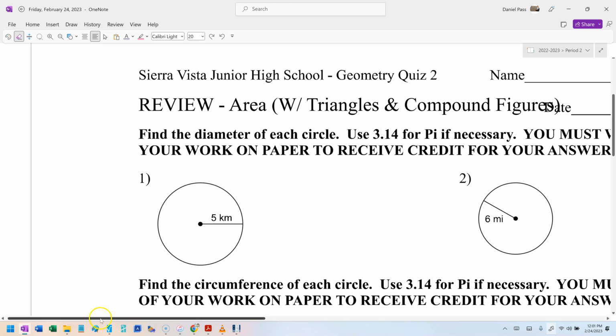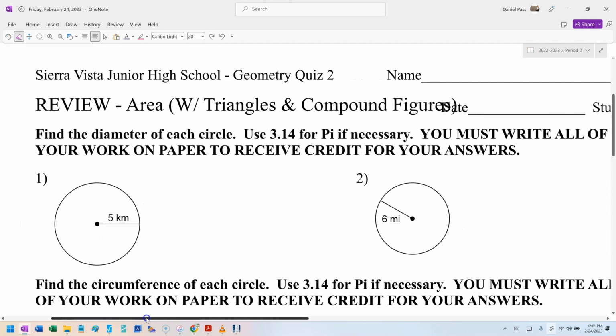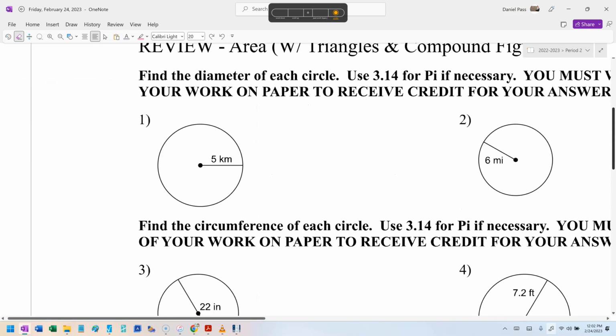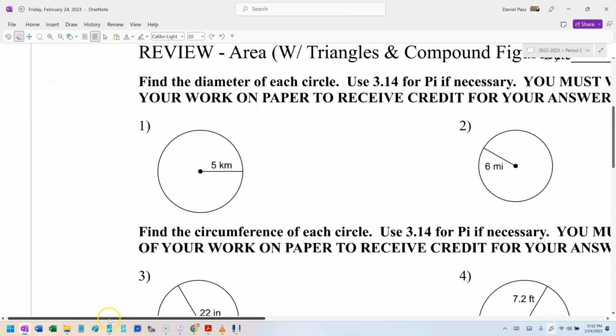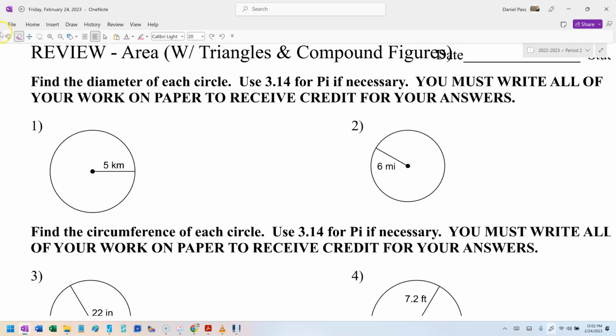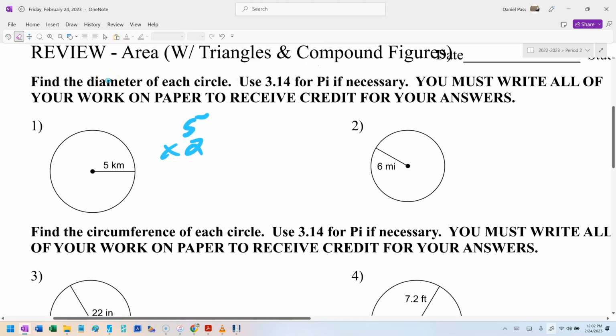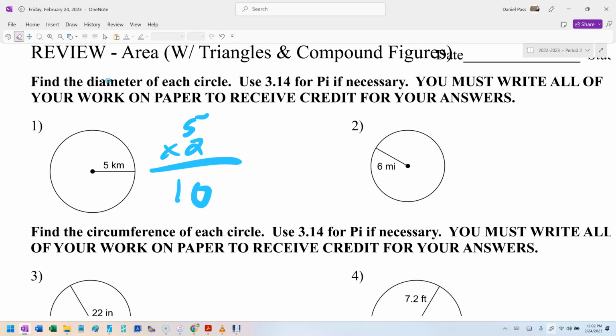All right. So French fry, how do we do number 1? Don't you multiply it by 2? We multiply it by 2. Do we all agree? Yeah, that's correct. Why? Because we're going from radius to diameter. Pick a color. Blue. All right, so 5 times 2, what's the answer? 10. Show your work. Good. Okay, what about this one? 6 times 2 is? 12. Okay, let's hear it for French fry.